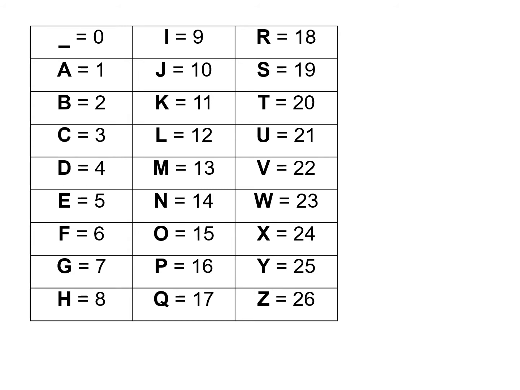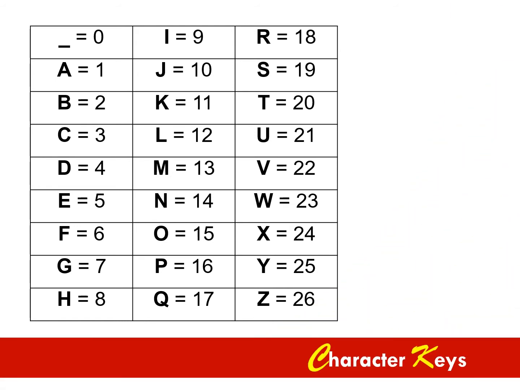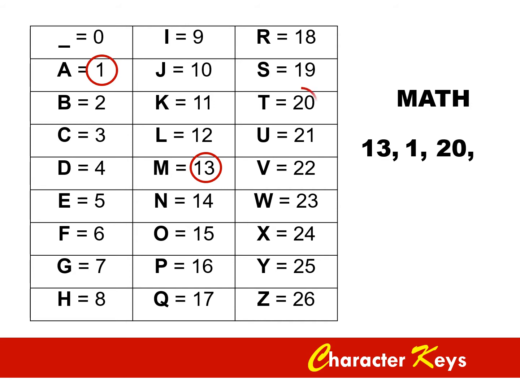In this section, we will use the following correspondence wherein letters A to Z correspond to numbers 1 to 26. A space is represented by 0 and punctuation marks are ignored. This is called the character key. For example, the numerical equivalent of the word math is 13, 1, 20, and 8.